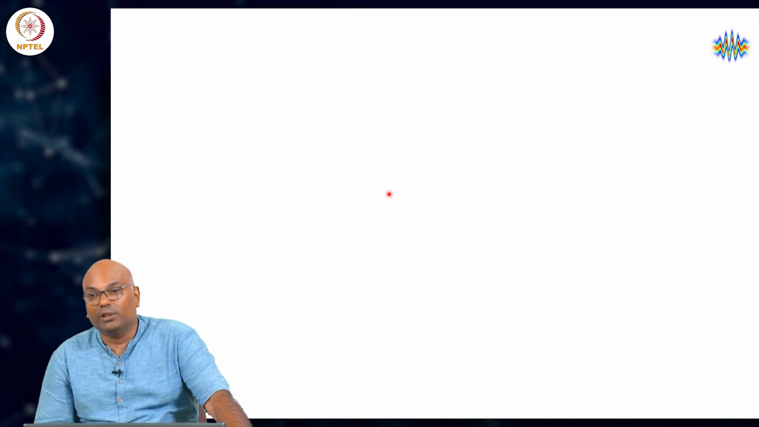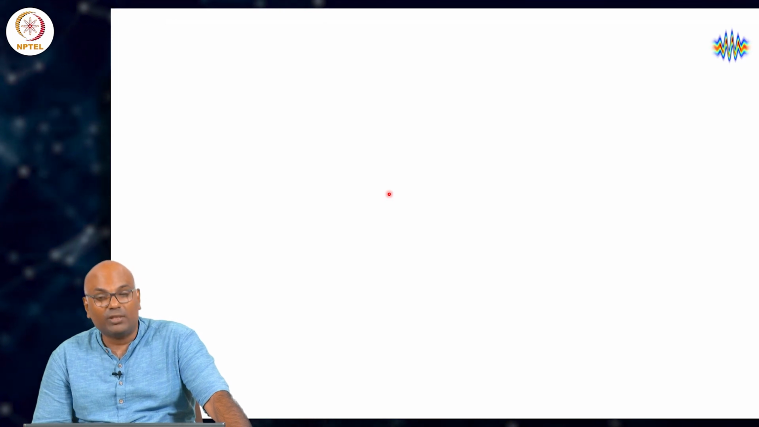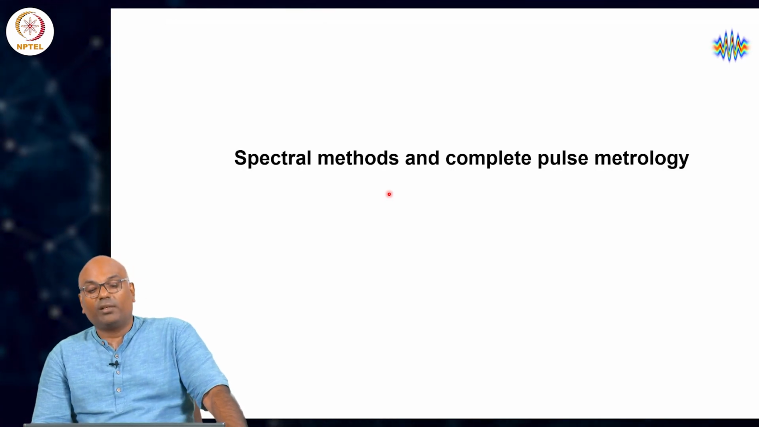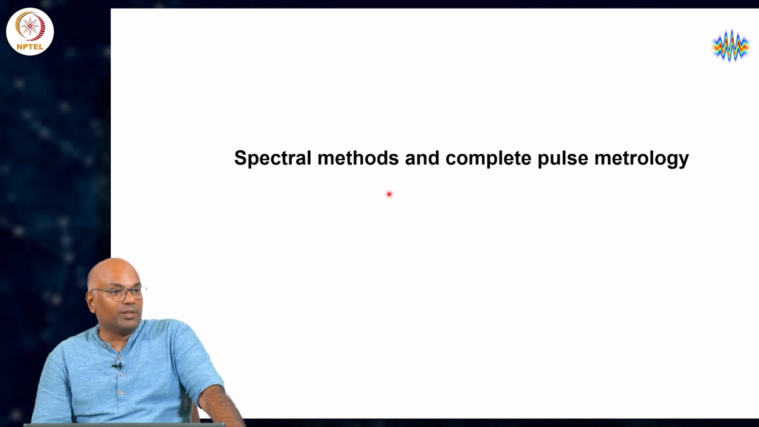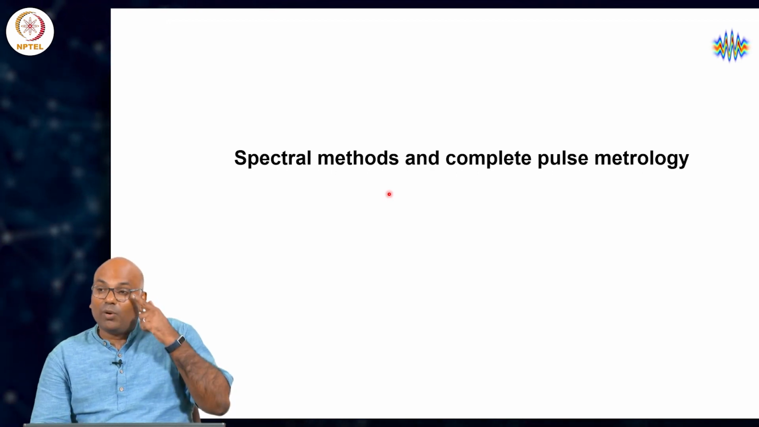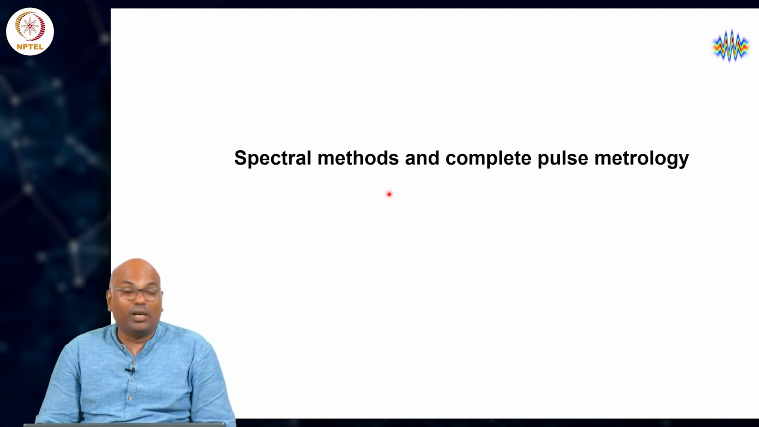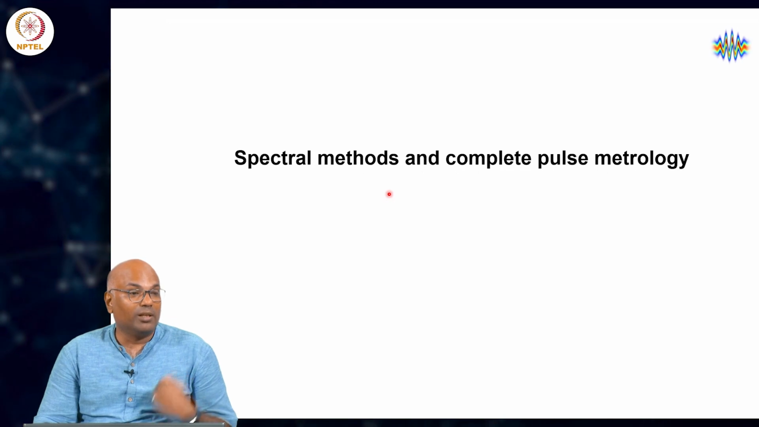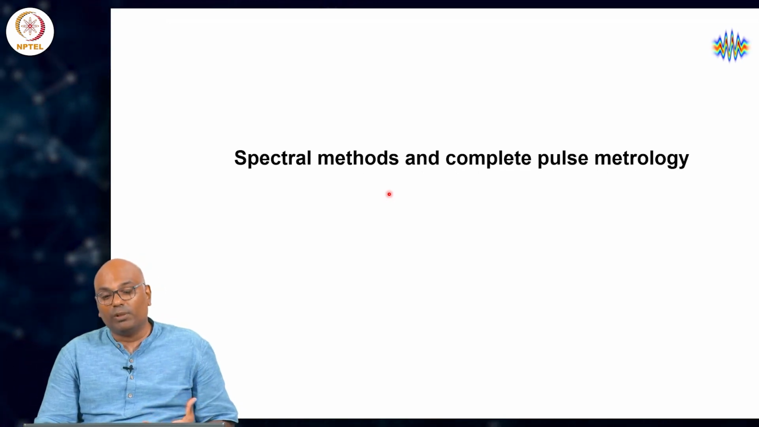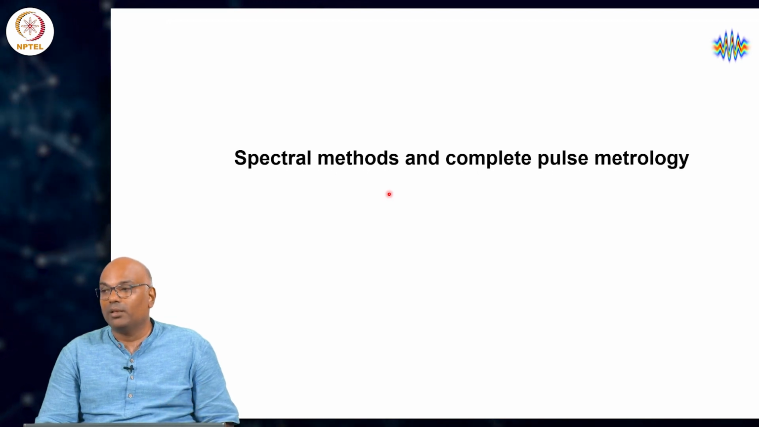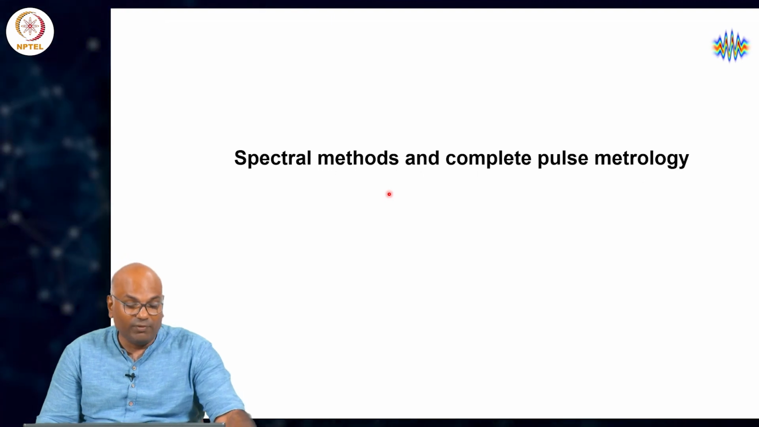What is the way forward? So, the next couple of 10 minutes on that. Spectral methods. We have so far not used spectral information efficiently. Maybe if we use spectral information and do interferometry along with it, perhaps there is hope to move forward, maybe even do complete pulse metrology, right. So, can we not?